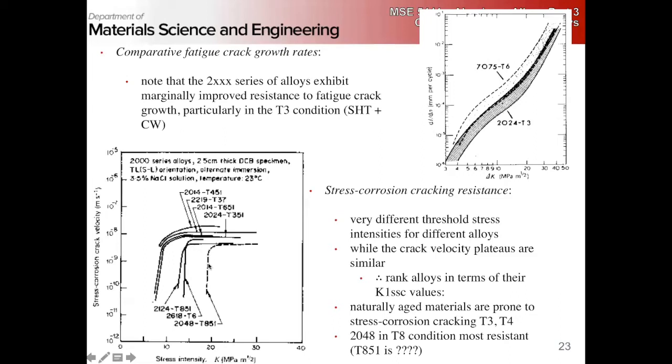Right? So basically what this says is for the 2000 series alloys, if you're at a high stress condition, your crack velocity is going to be about the same no matter which one of these you use.